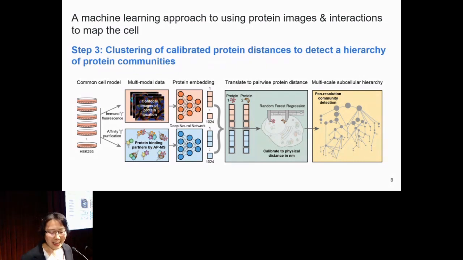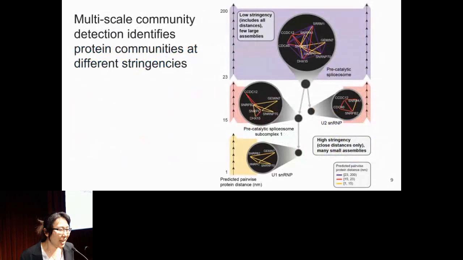Just a bit more on this pan-resolution community detection. Imagine you have a network with edges denoting the protein-protein distance, and I say, okay, only show me the edges that represent the closest distance or the strongest association. That is why you see at the bottom here edges that connect small protein complexes, representing strong association between the proteins, and these usually represent small protein complexes.